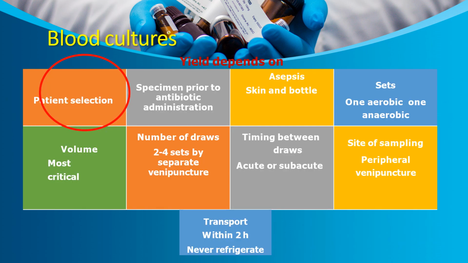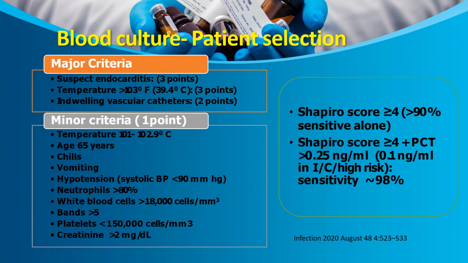So that was about the PCR, the polymerase chain reaction. If we see the blood cultures, the yield depends upon the patient selection, specimen prior to antibiotic administration, the asepsis, the sets of the culture bottles, the volume taken, the number of draws, the timings between the draws, the site of sampling, the transport time, and others. The major criteria are suspected endocarditis, temperature more than 39.4, or indwelling vascular catheters. The minor criteria include temperature, age 65 years, chills, vomiting, hypotension, neutrophils, WBCs, bands, platelets, and creatinine.